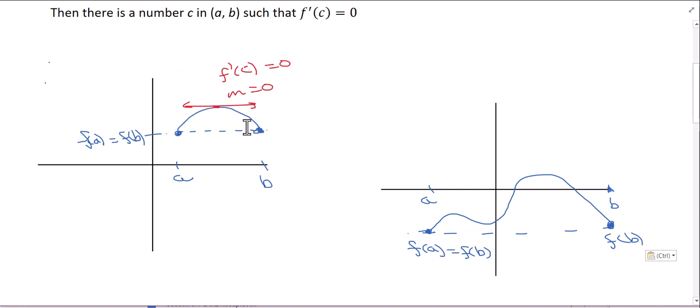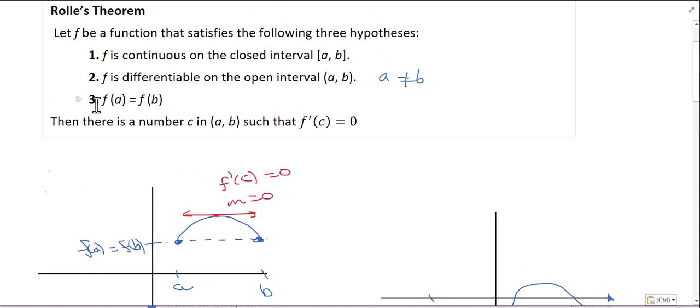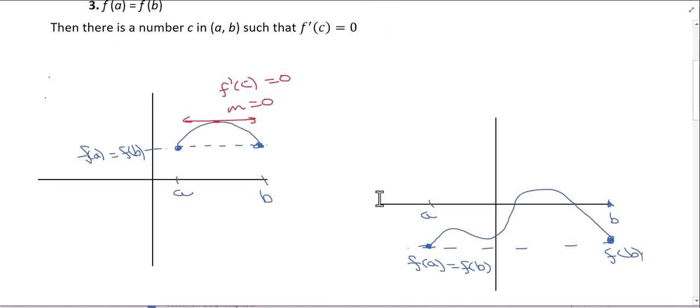Rolle's theorem guarantees the existence of one c. There could be more. So like in this case, I have this function and you have a and b, and f(a) equals f(b). Notice that we have a horizontal tangent line there, we have a horizontal tangent line there, and we have a horizontal tangent line there. So these are all places where the derivative is 0.